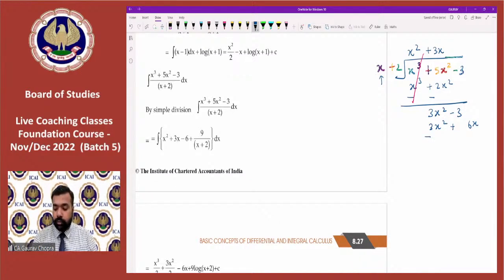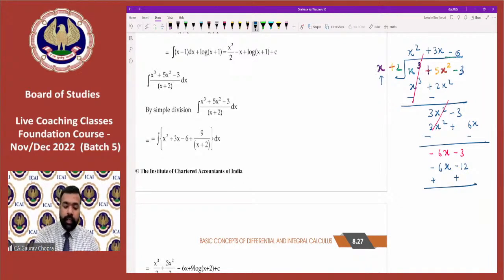Again subtraction. So here 3x square will get cancelled. What is left? Minus 6x minus 3. Now we require minus 6x, so we can write here minus 6. So minus 6 is getting multiplied with both of them. It will become minus 6x and then minus 12. Changing the sign and then cancellation. So what is left? The remainder is 9.